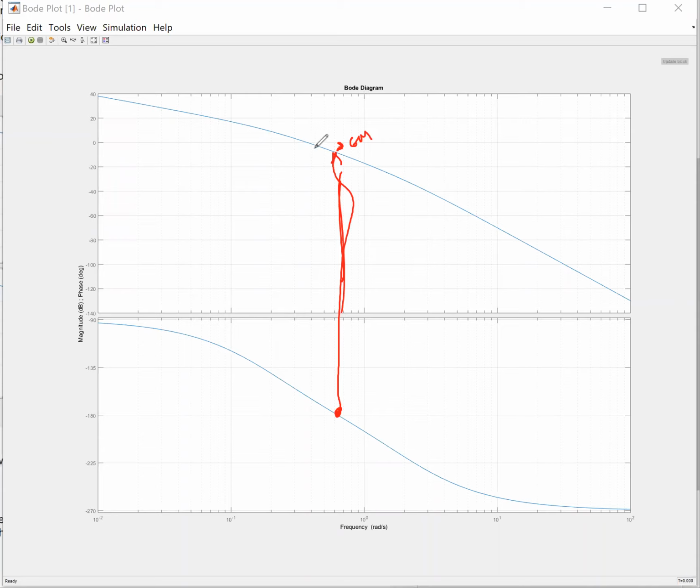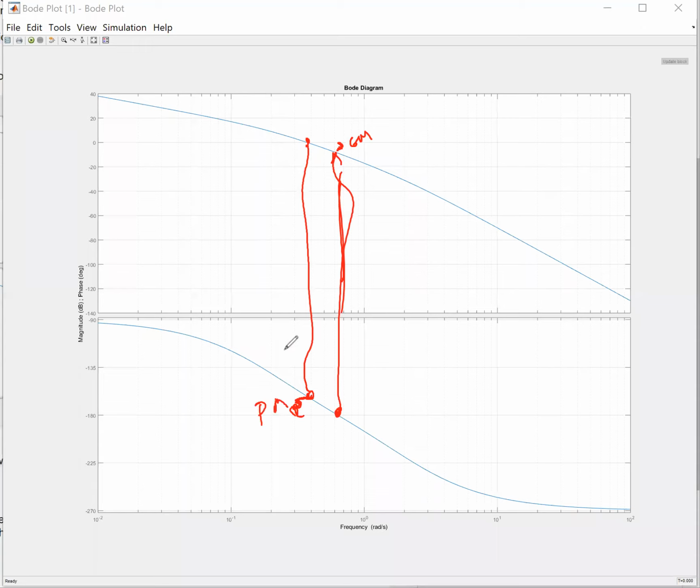To find the phase margin, you look at where the gain crosses 0, and you go down to the phase, and the difference between that phase and minus 180, and it should be visually above minus 180, that is your phase margin.